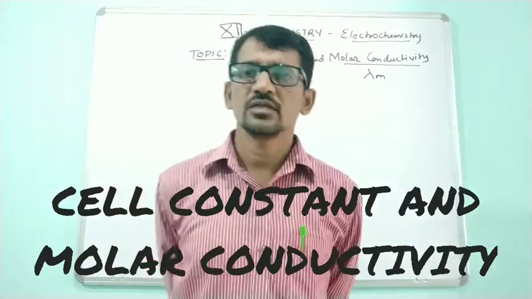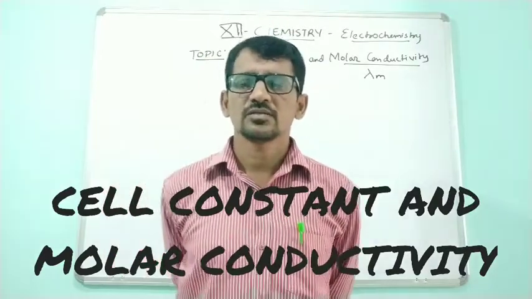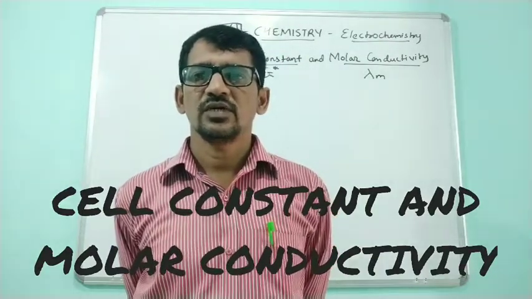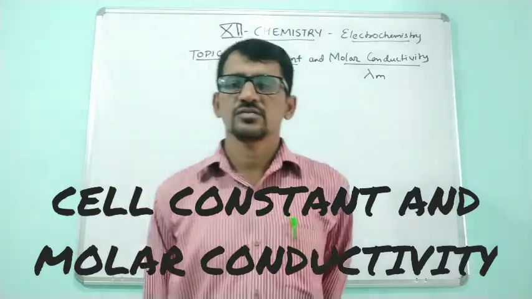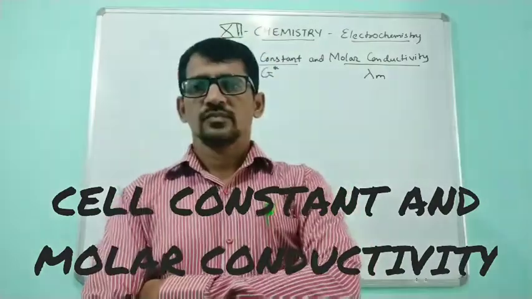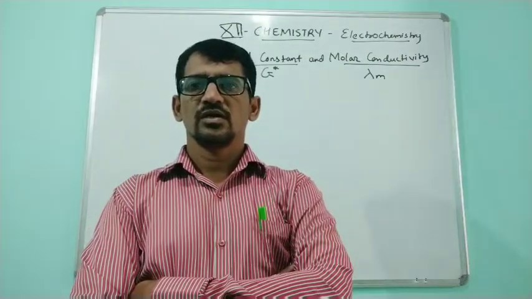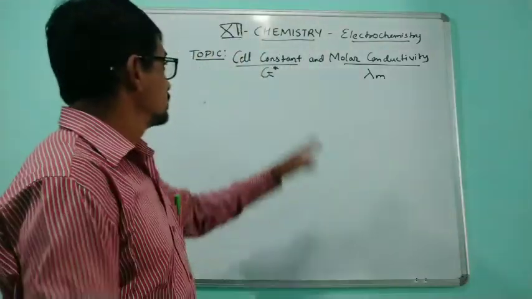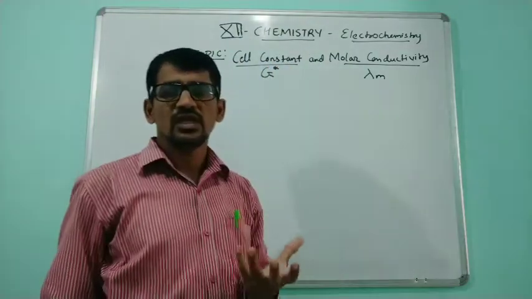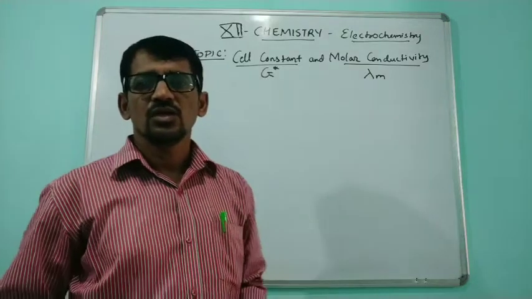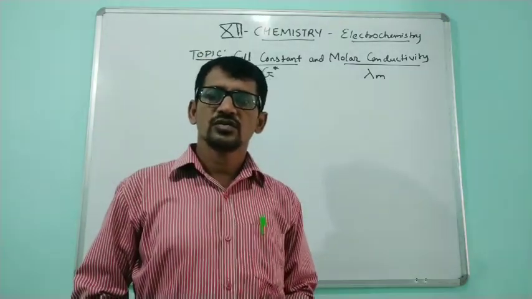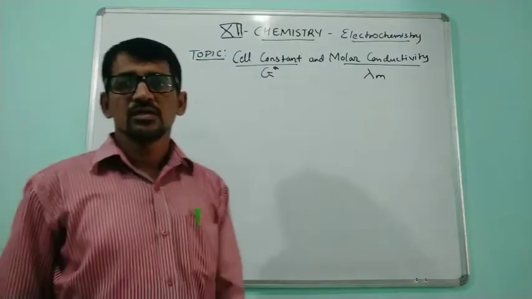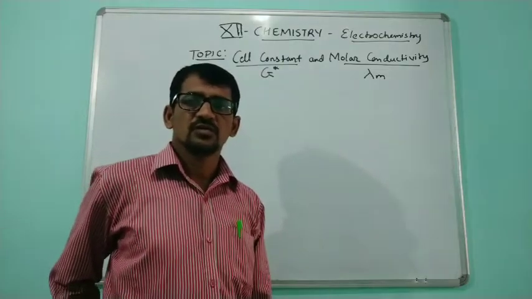Okay, we are discussing electrochemistry. In the last lecture, we discussed resistivity. Resistivity means specific resistance. Conductance and specific conductance. Specific conductance means conductivity. Today, we will discuss cell constant. Cell means the electrolytic cell, in which the electrolysis or chemical redox reaction takes place. There we will find the cell constant, and that we relate with the conductivity, meaning specific conductance.